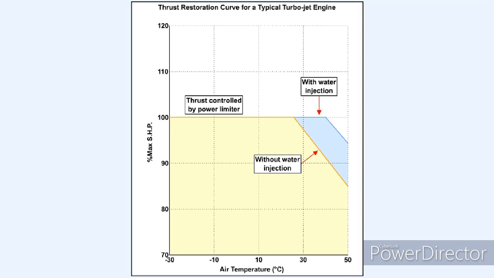Now we can see the power restoration curve for the same engine after a water injection system has been utilized to restore the power available from the engine back to the 100% level. The ability of the power restoration system is, however, limited to only perhaps 25 degrees Celsius above ISA.